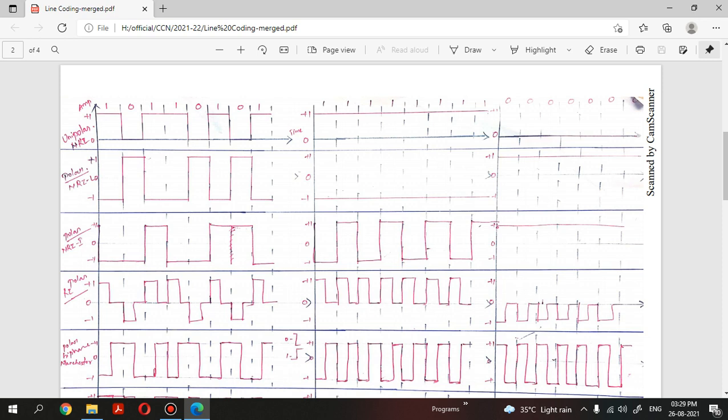There is one more problem called self synchronization, which is the synchronization of the sender's clock rate with the receiver's clock rate. For example, if the sender's clock rate has a longer signal element and the receiver's clock rate is faster compared to the sender, then a single one sent by the sender may be misinterpreted as two ones, right?